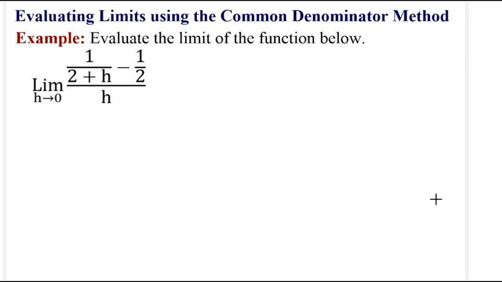The common denominator method, again, is how it sounds, so you have to get common denominators. So if we look at this problem, 2 plus h and 2 do not have the same denominator. So I'd multiply this first one by 2 on the numerator and denominator. And I would multiply the second one by 2 plus h.